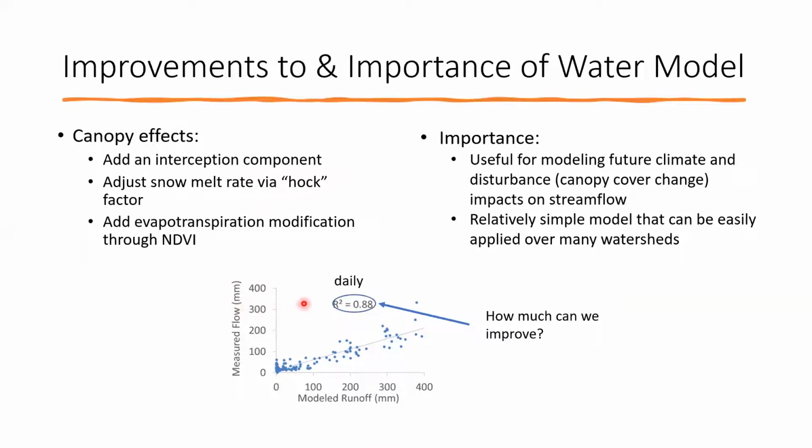It's really important to have an accurate water model because this will become really useful for modeling future climate and disturbance impacts on stream flow, where we'll expect to see different changes in canopy cover. Another benefit of this water model is that it is an empirical lumped model, meaning it is a relatively simple model that can be applied to other watersheds where I might not get field data. We also hope to use this model for other stands of different forest types throughout the Greater Yellowstone ecosystem.